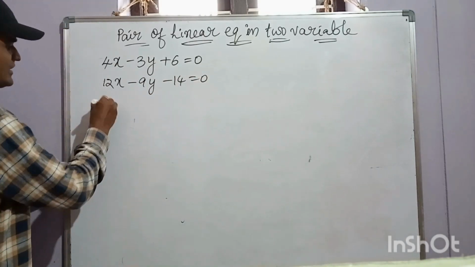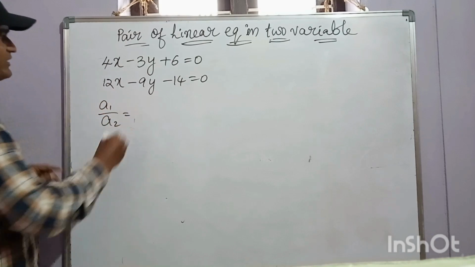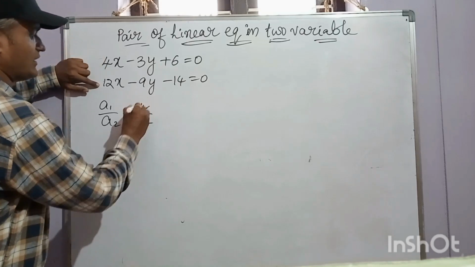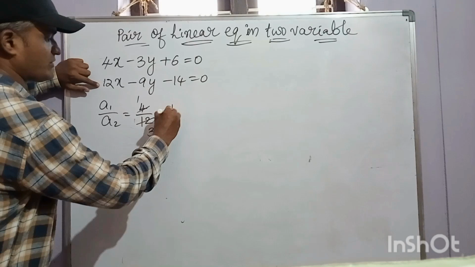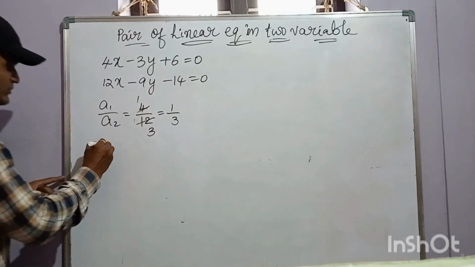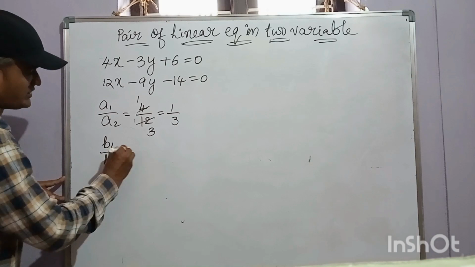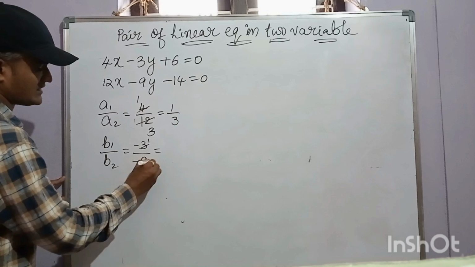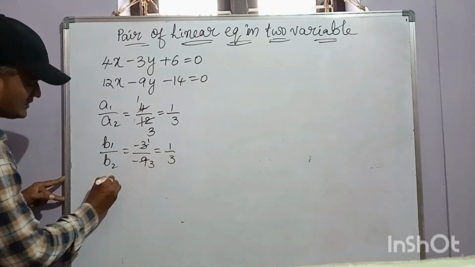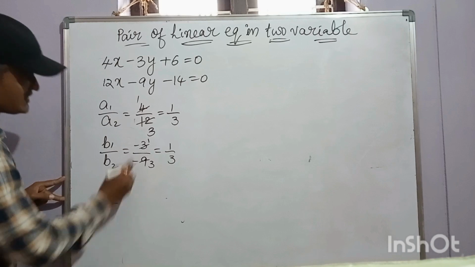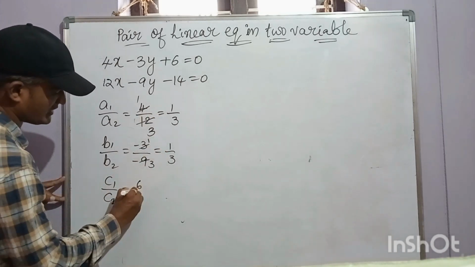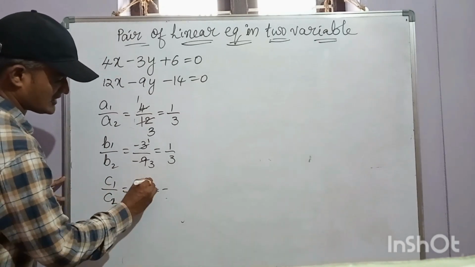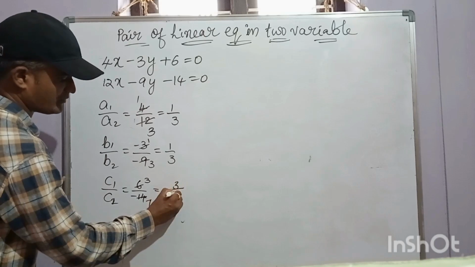You can see that here a1 by a2: a1 is 4, a2 is 12, 4 ones are 4, 4 threes are 12, so 1 by 3 is the answer. And b1 by b2 is minus 3 by minus 9, so 1 by 3 is the answer. And c1 by c2 is 6 by minus 14, so plus by minus is minus, 2 threes are 6, 2 sevens are 14, so 3 by 7.